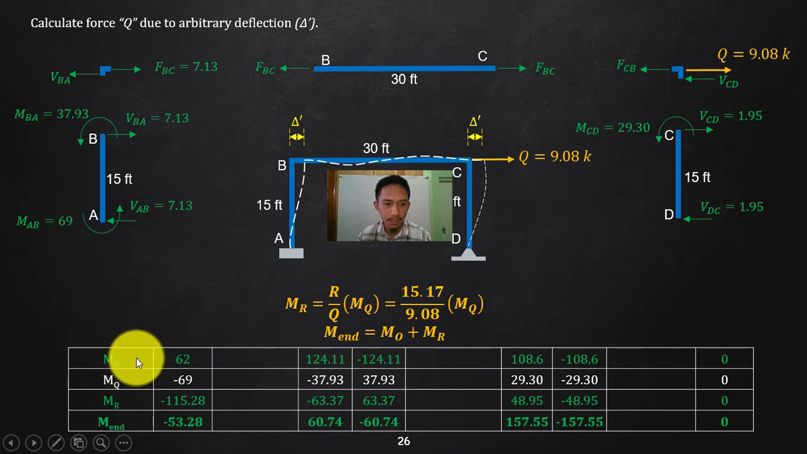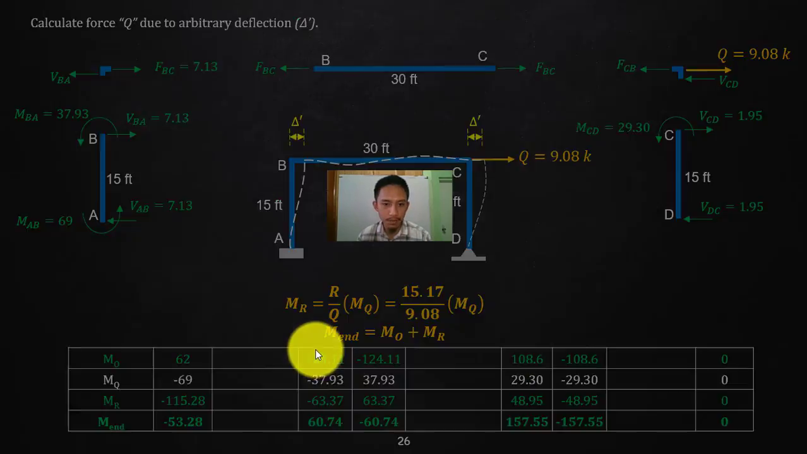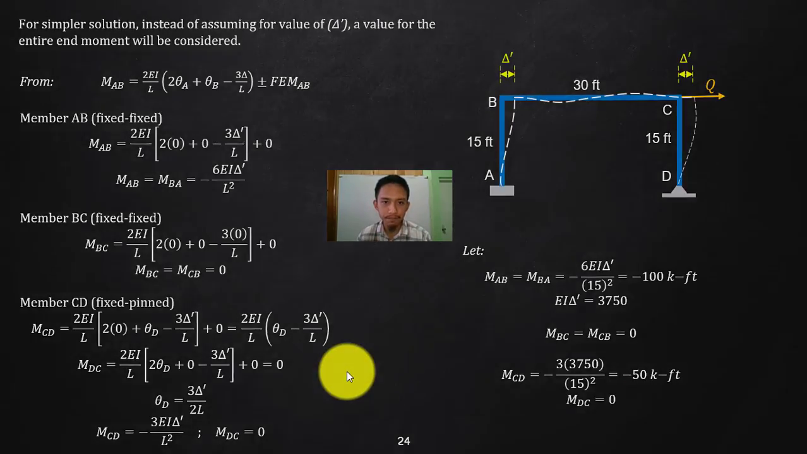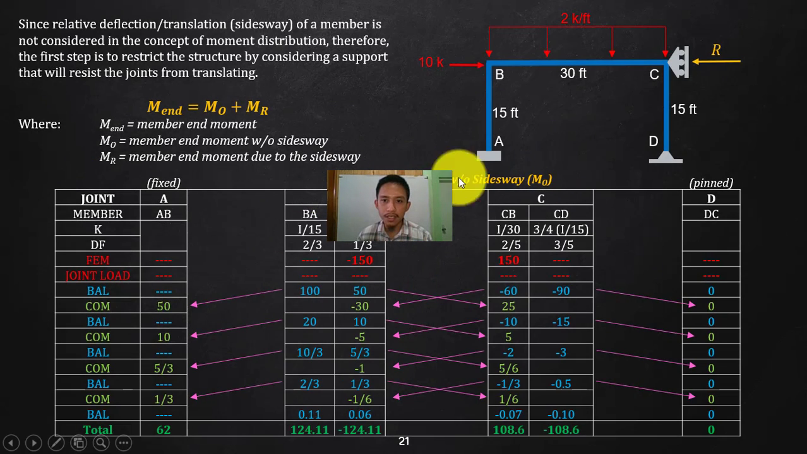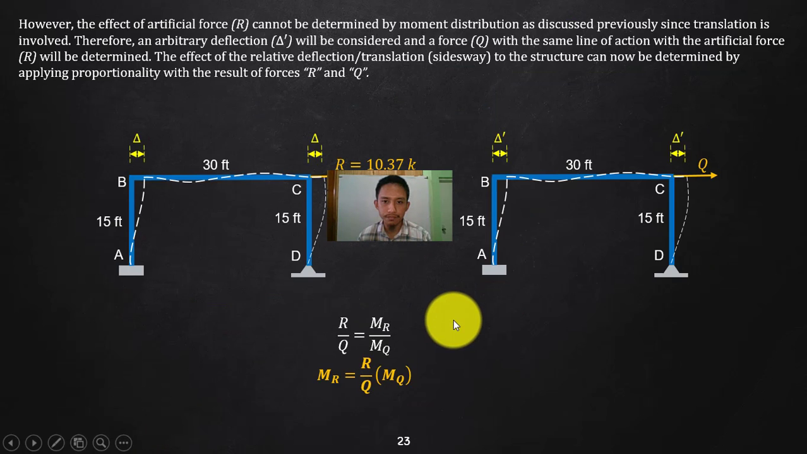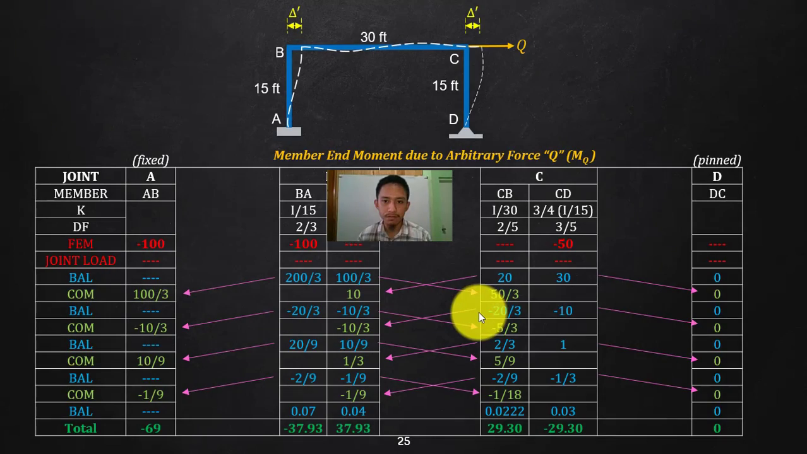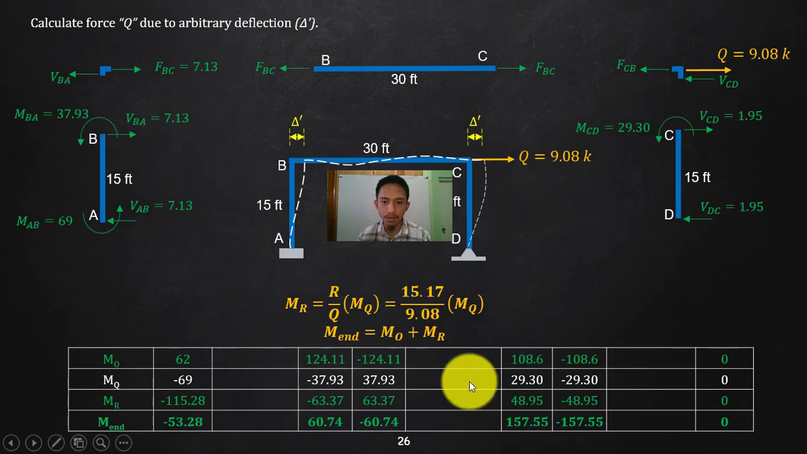I copied. So this is your M sub O that is coming from a while ago, this one, due to the external loading without sidesway. So I copy this. This is your M sub O. And then this is M sub Q, but that is not what I will be adding. I will be using that to get your M sub R.